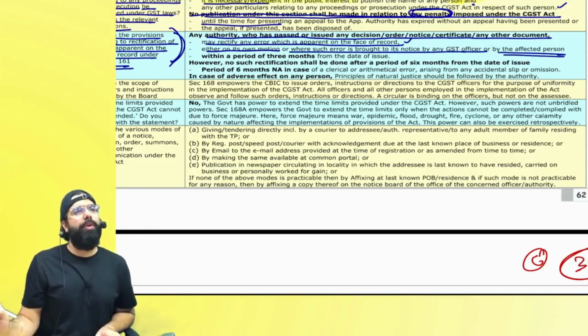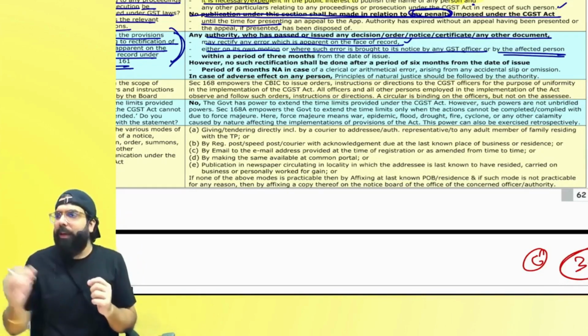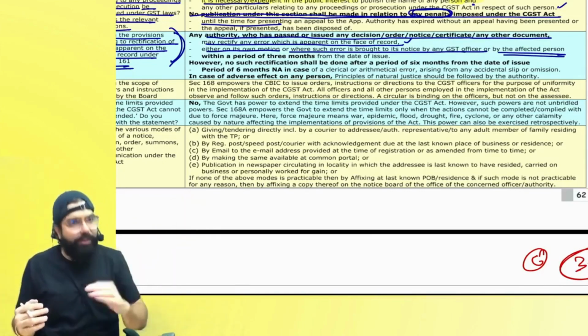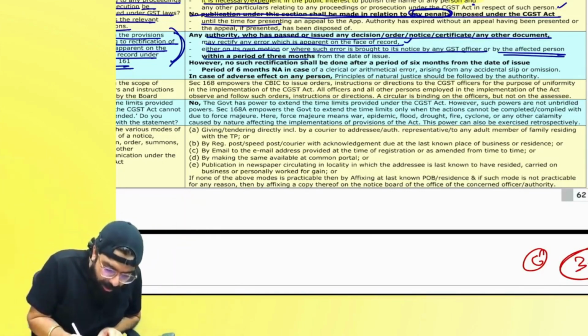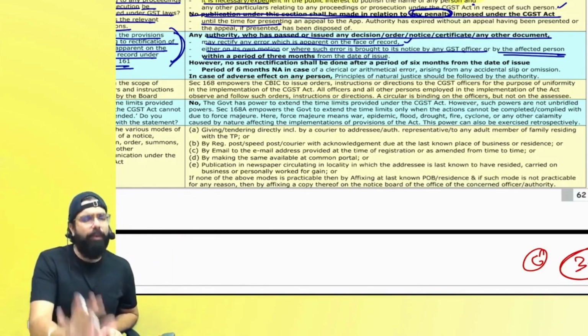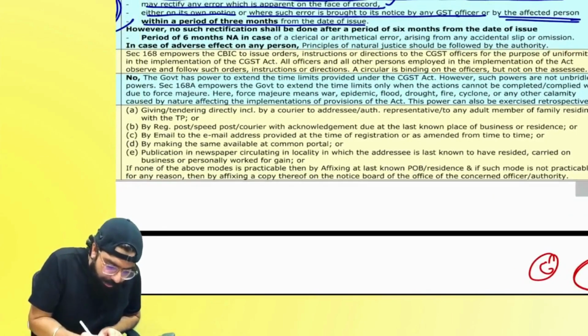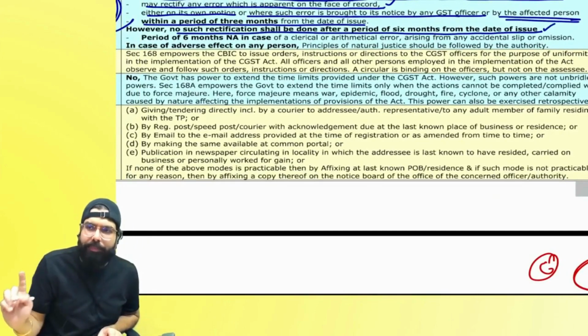Whoever brings it to its notice, I myself observed that there is a mistake, you brought it to my notice, or any GST officer brought it to my notice, within a period of 3 months, an apparent mistake I can rectify. Any mistake which is apparent on the face. Take everyone. But the maximum time limit is what? No such rectification shall be made after a period of 6 months from the date of issue.